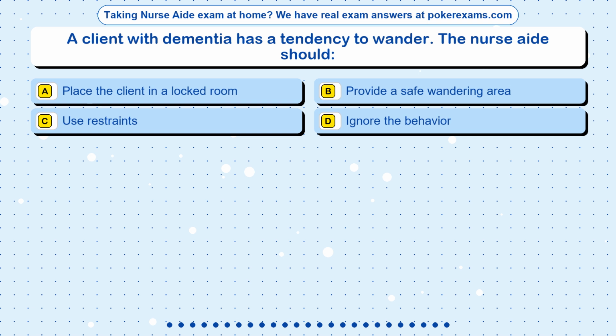Question 19. A client with dementia has a tendency to wander. The nurse aide should: Option A, place the client in a locked room. Option B, provide a safe wandering area. Option C, use restraints. Option D, ignore the behavior.